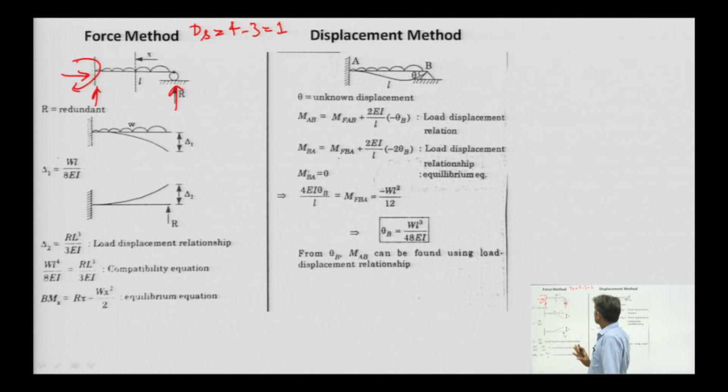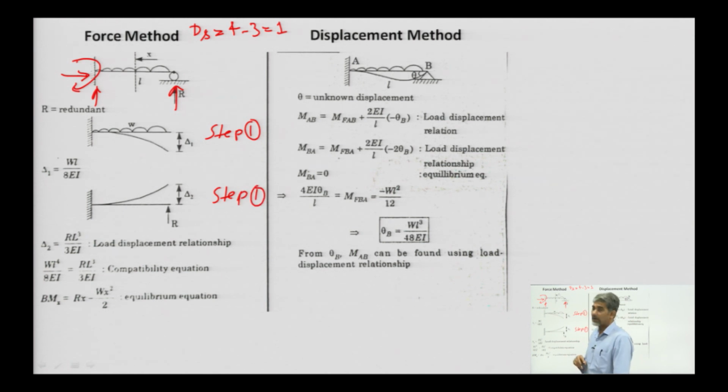So, we need one more additional equation apart from the static conditions, sigma fx, sigma fy, sigma m equal to 0. So, how can an additional equation be developed? Let us understand it. This is step number 1. This is step 2.